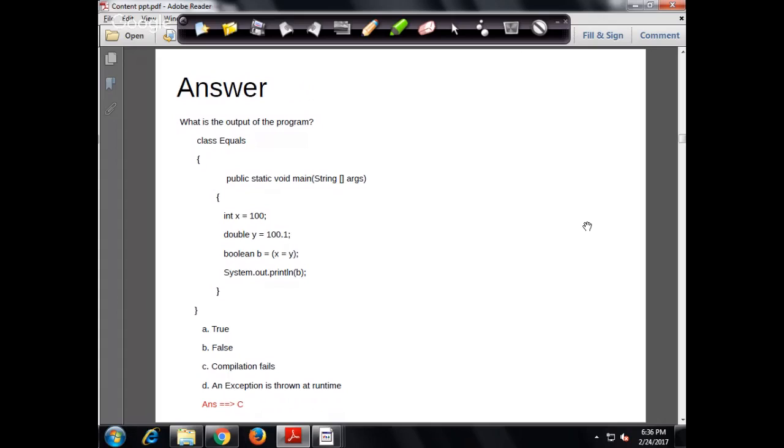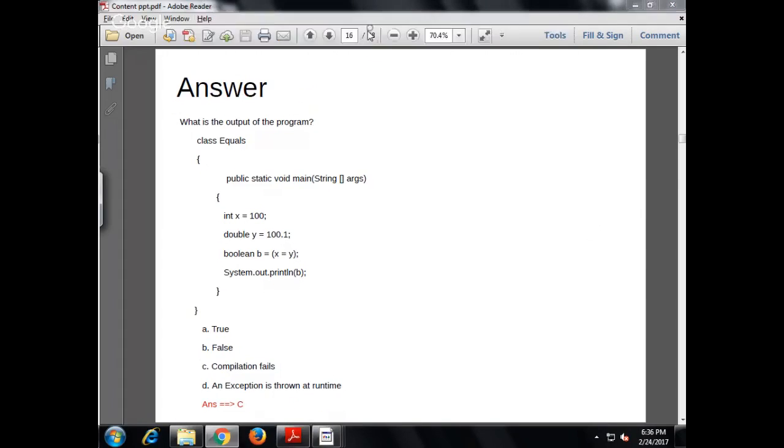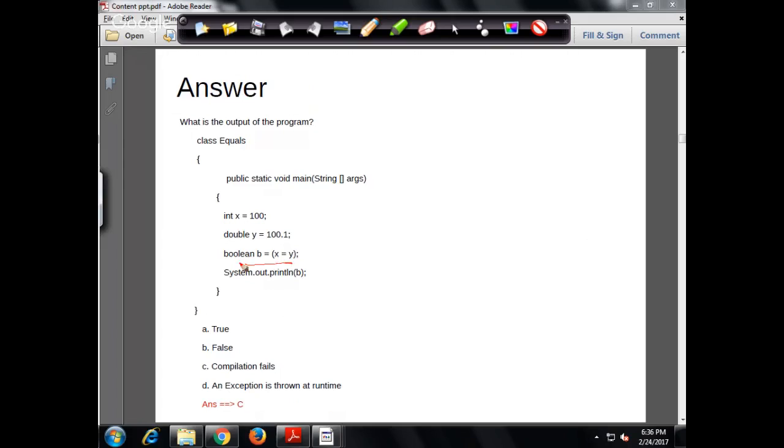So let me give an explanation of why the answer is C. Let's look at this particular statement. Here, x is of type int, and we are trying to put it in a boolean variable type. And this is not allowed.